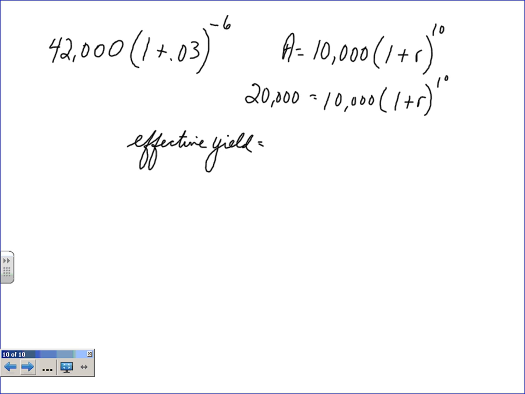Divide both sides by 10,000. And I would have 1 plus r raised to the 10th power equals what? 2. See, it didn't matter how much money we invested. Somebody said $12. Well, if somebody put 12 here, your amount would be 24. 24 divided by 12 would still equal 2 over there. So it's still the same amount. Okay? How do we solve that for r?